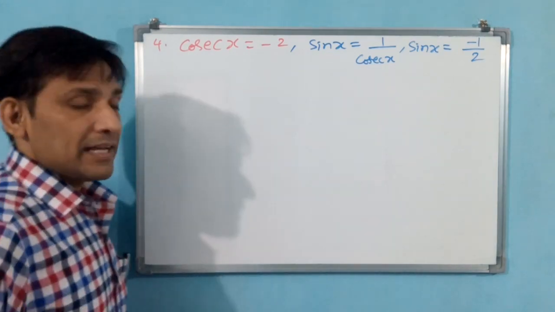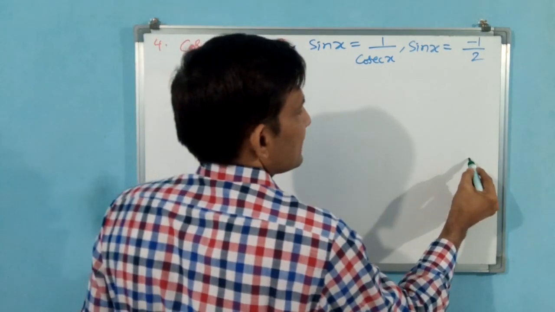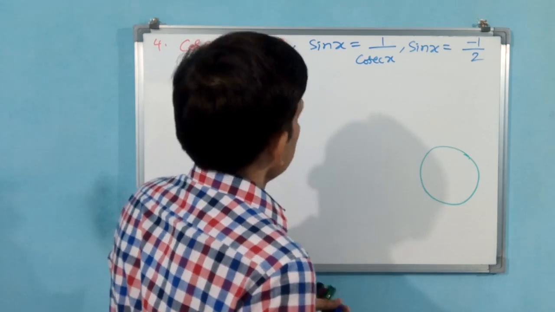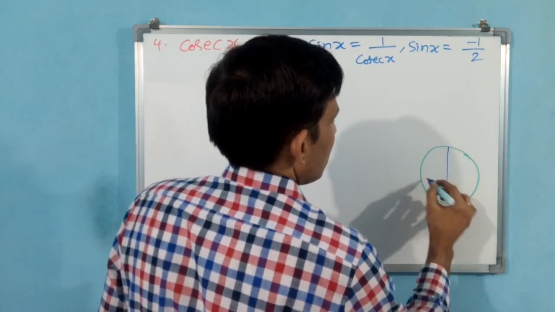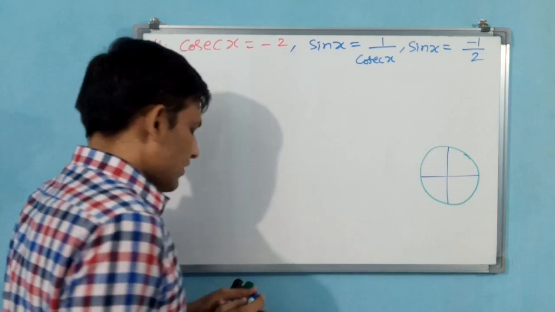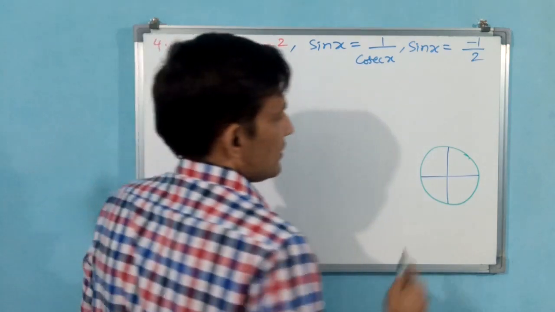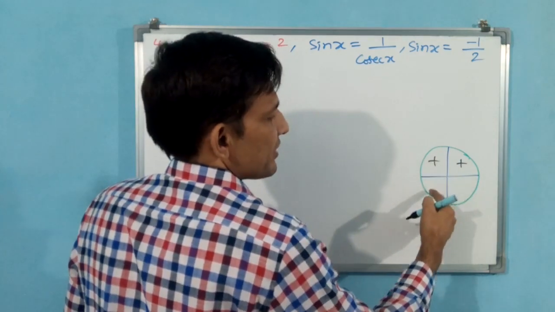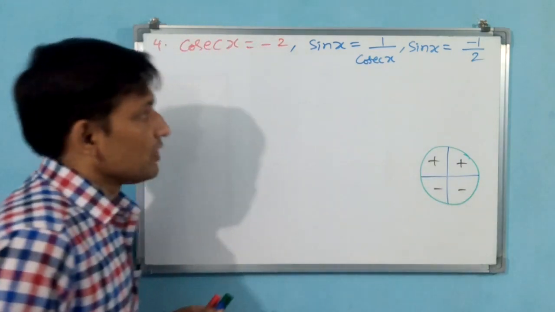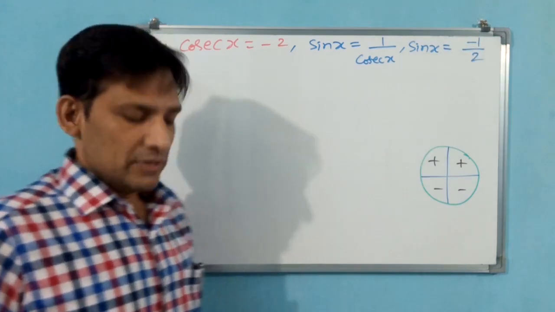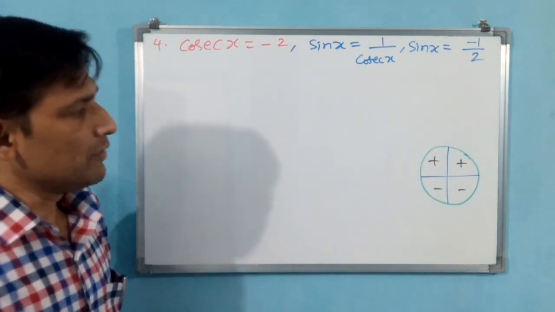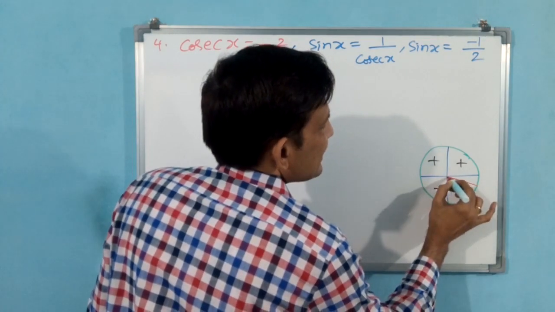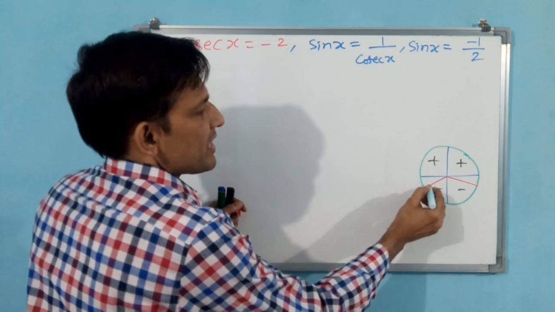Now again draw the circle diagram for sin theta. This will be the circle diagram for sin theta. All positive here, and sine positive here, and the remaining two are negative. You want the negative value only. Observe carefully. Negative value means you have to take below the horizontal axis. Now you tell me which angle you have to take first.